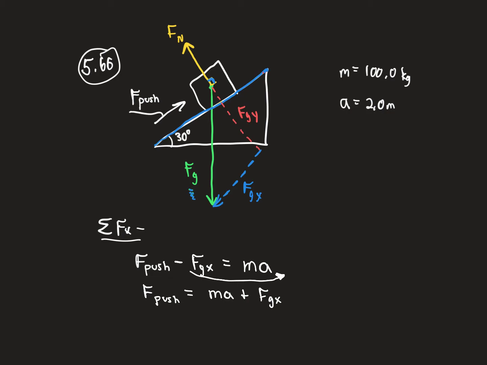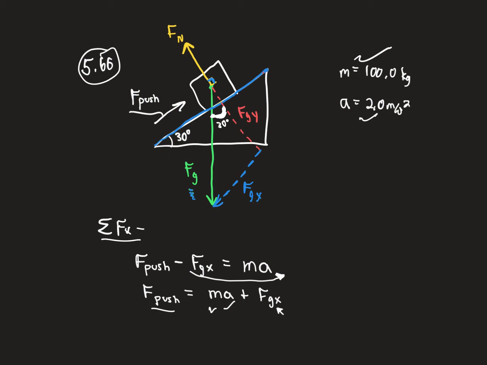So this is algebra skills. F push is what I'm looking for. I know what the mass is. They gave me that up here. I know what the acceleration is. They gave us that acceleration. Now I need to find what FGX is. And to do that, I need to recognize that this angle, this 30 degrees, is the same as this angle. So if you draw your pictures this way for things on inclines, this will always work for you. It's a little bit of geometry to figure this out, but it always works.